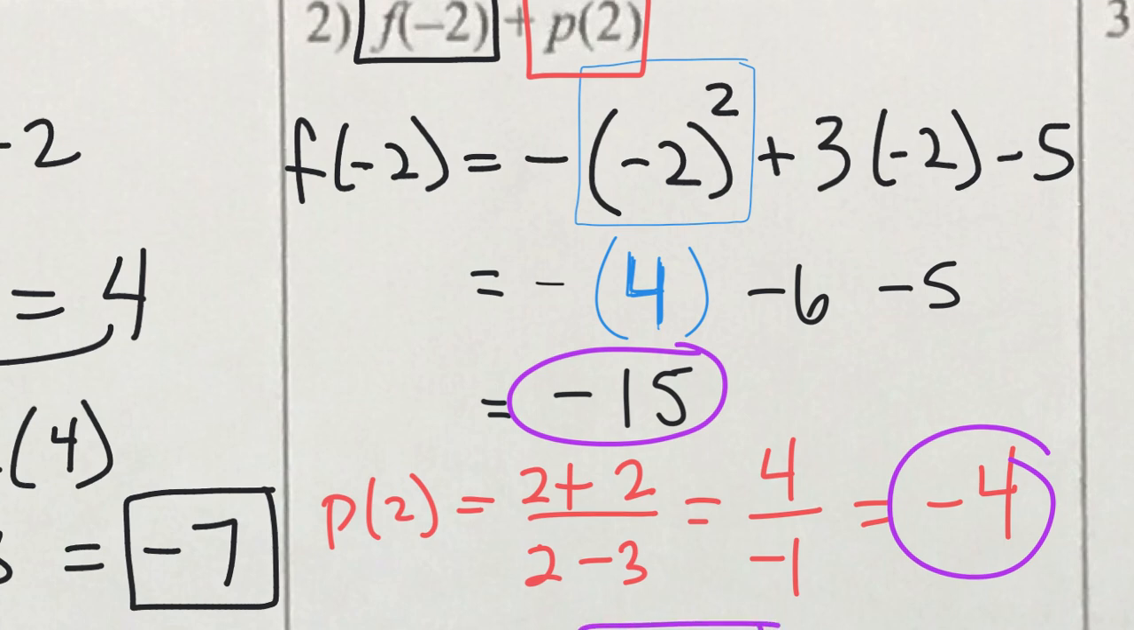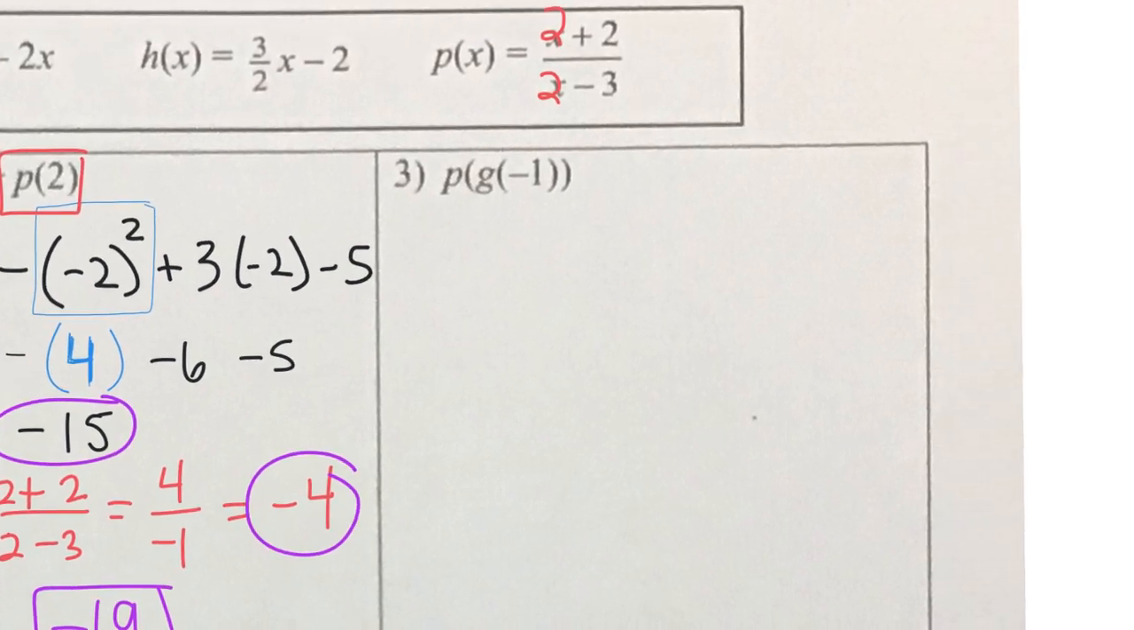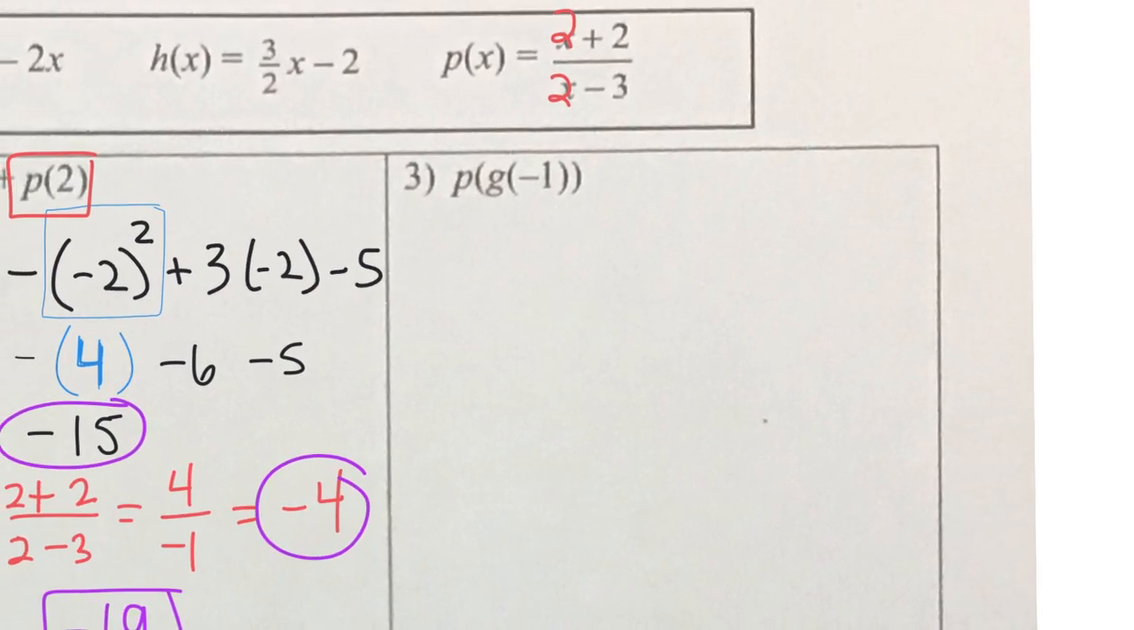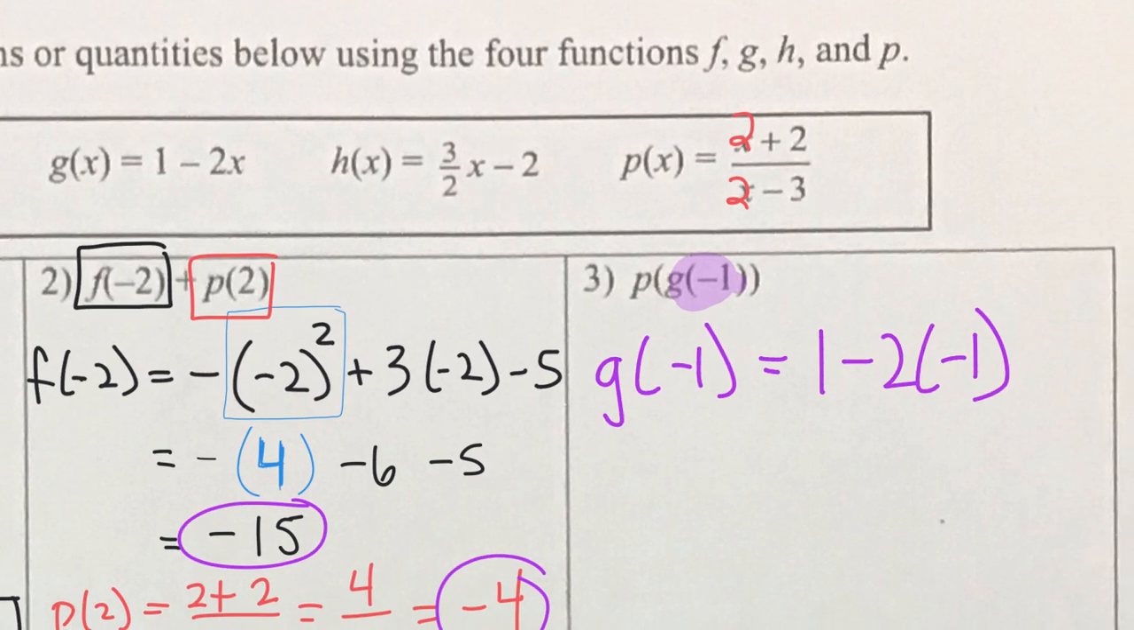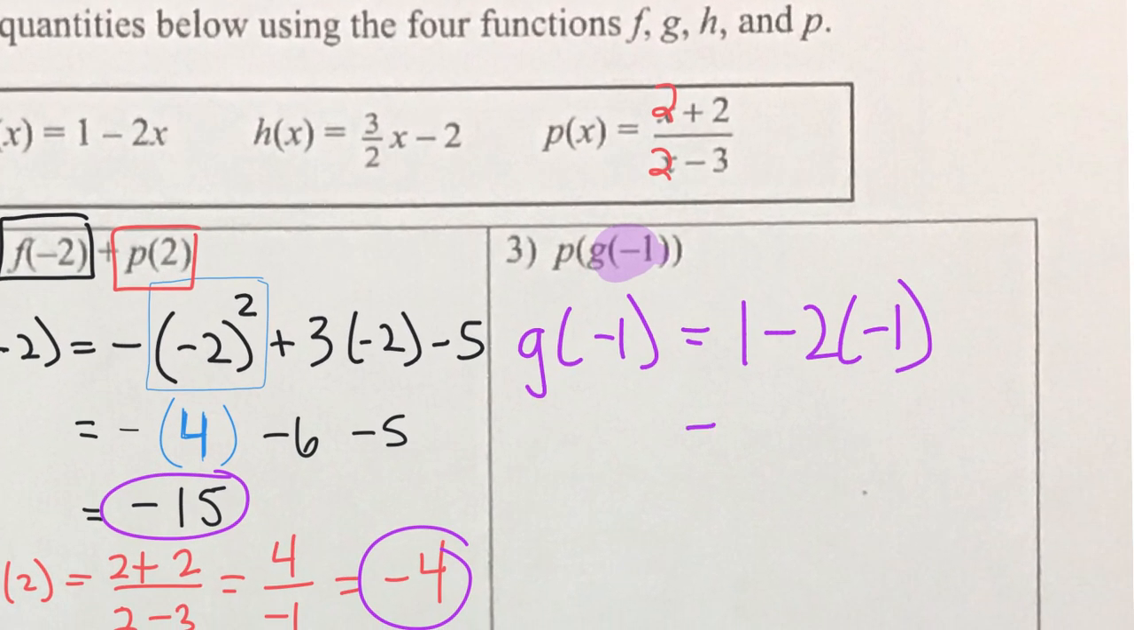-19. Okay, our third example is another composition. So we're going to first figure out what g of -1 is. So we're going to take -1 and plug it into your g function. So g of negative 1 is 1 minus 2 times negative 1. Right? What's negative times a negative? A positive. So 1 plus 2 is 3.